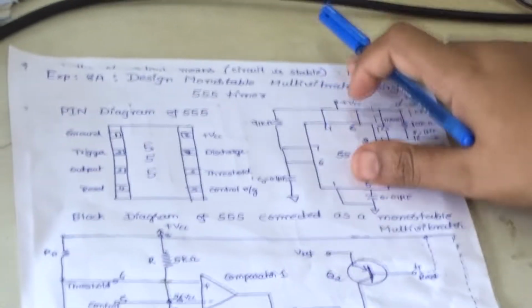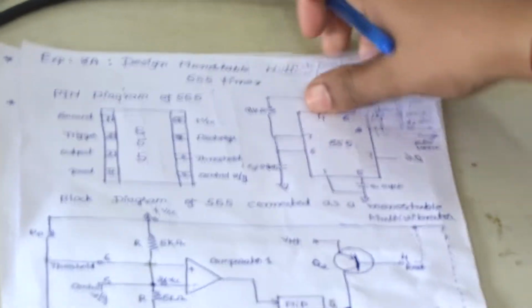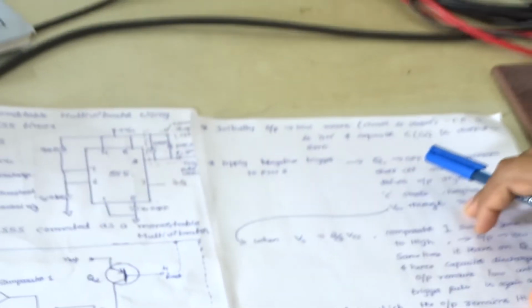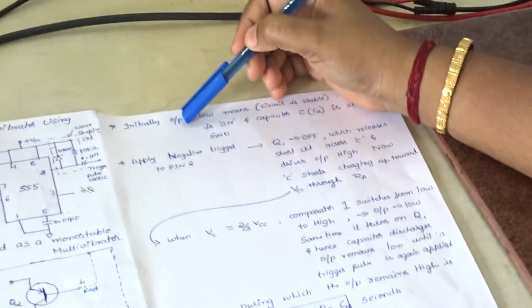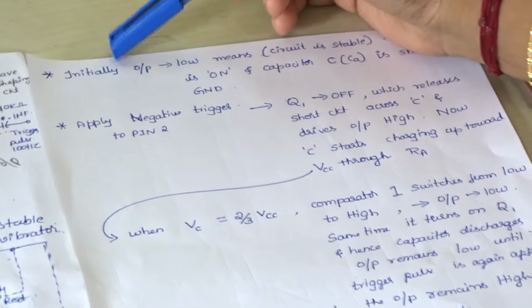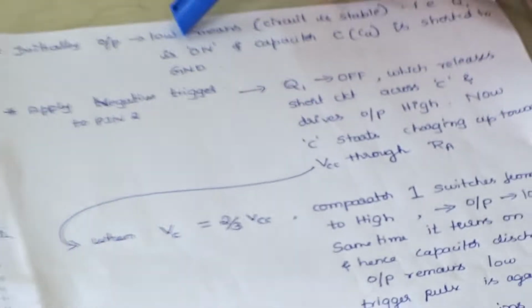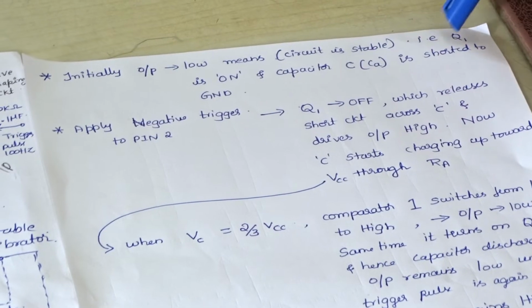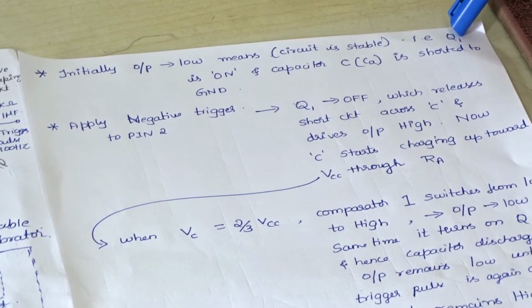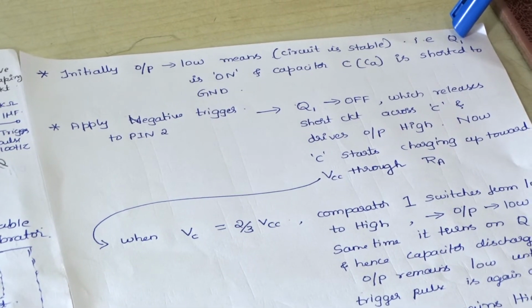So let us see the operation now. What is going to happen? The operation is something like this. Initially, as I told, monostable means one stable state, output low. So initially the output will remain low, which means your circuit is stable in one state, the low state. That is your transistor Q1, nothing but this transistor.